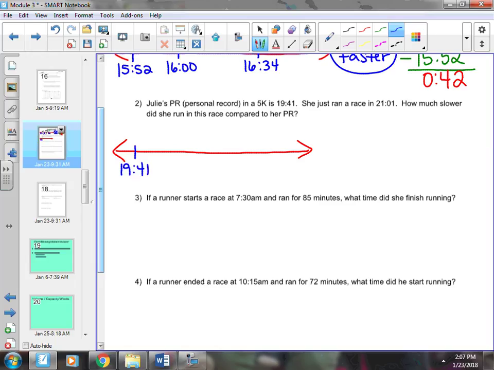And I'm going to jump up until I get to this time. And how much we jump is the difference between the two. You can jump any way that you want. And some people might be able to jump 19 seconds. But just in case you can't, I'm going to jump 9 seconds. Because I know 9 seconds gets me to 19:50. And if I jump 10 seconds, 19:50 plus 10 more seconds gets me to 20 minutes.